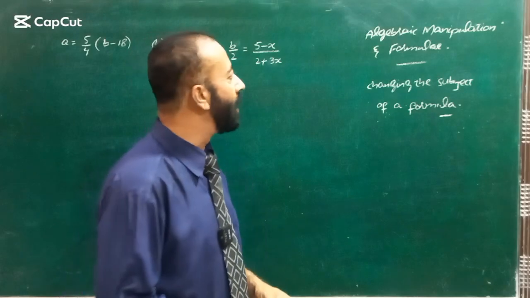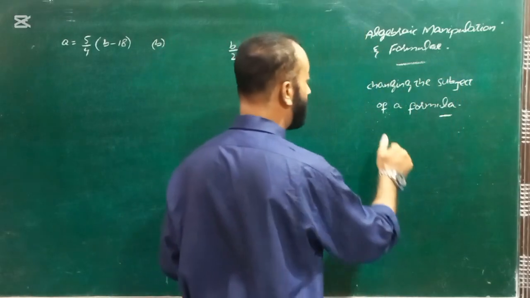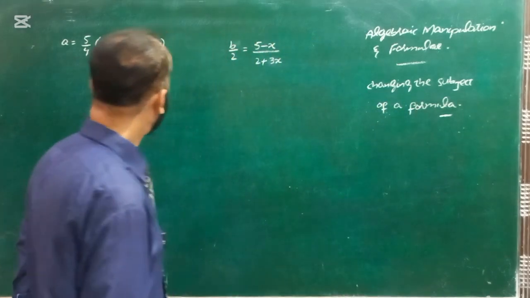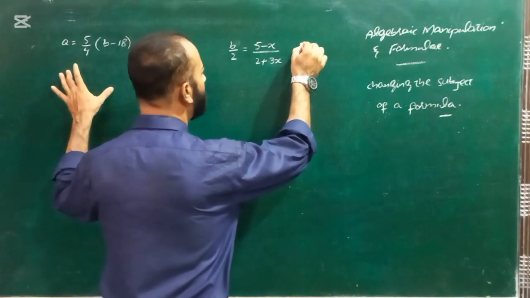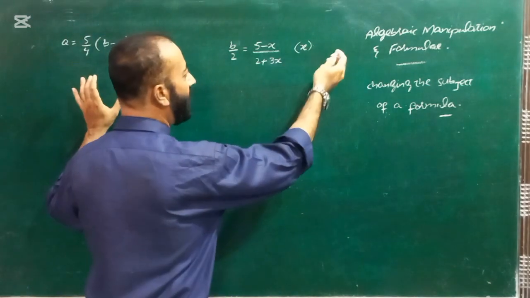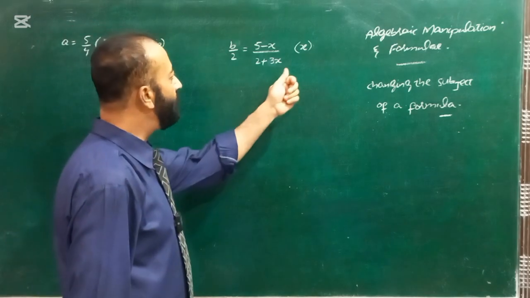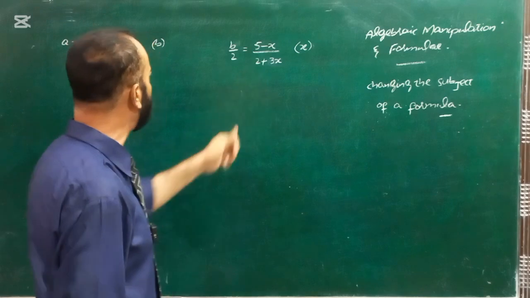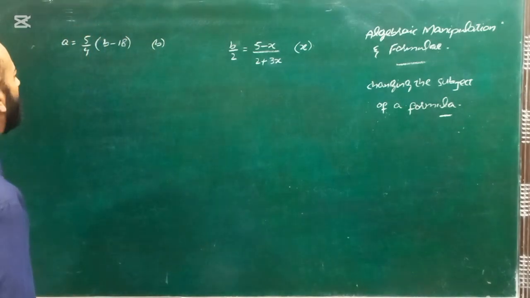Good morning, students. Our today's topic in algebraic manipulation and formulae is changing the subject of a formula. So look now, this is the first question and this is the second. The thing which is given in the bracket is the requirement. So actually we are required to make x the subject in this formula and b the subject in this question.